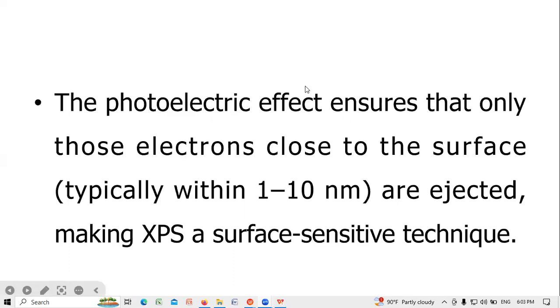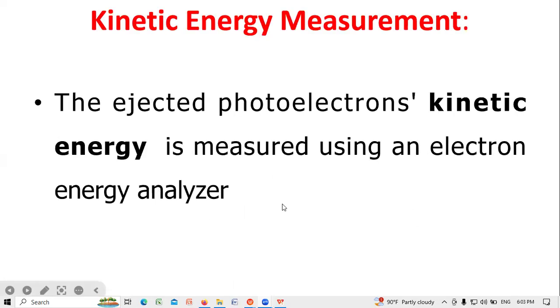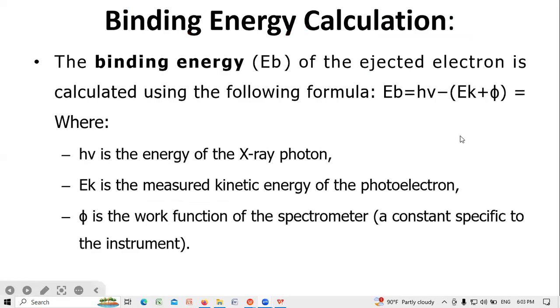The photoelectric effect ensures that only those electrons close to the surface, typically within 1 to 10 nanometers, are ejected, making X-ray photoelectron spectroscopy a surface-sensitive technique. Kinetic energy measurement: the ejected photoelectrons' kinetic energy is measured using an electron energy analyzer.